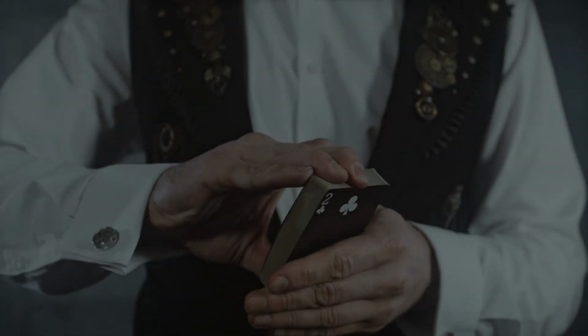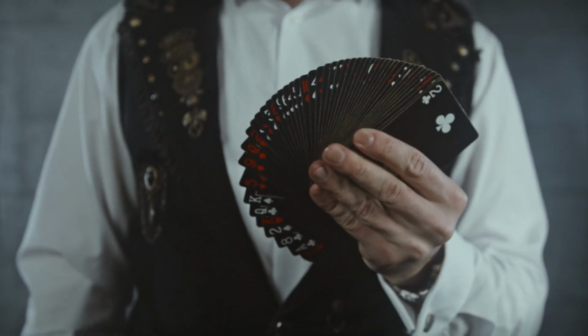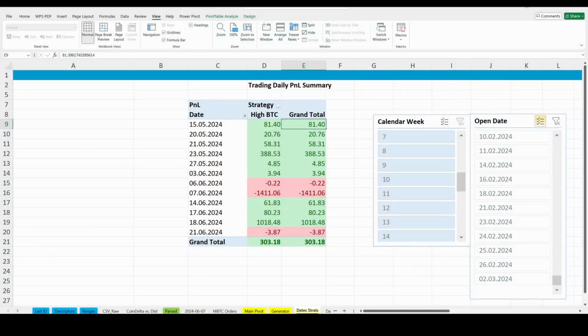Alright kids, let me show you a magic trick. Look, it appears that since last time I've been able to recover most of my losses. I made over 1000 USDT in a day, and looking from that same baseline that I used last time, I'm now up 303 USDT. Wow! What a comeback, good job!